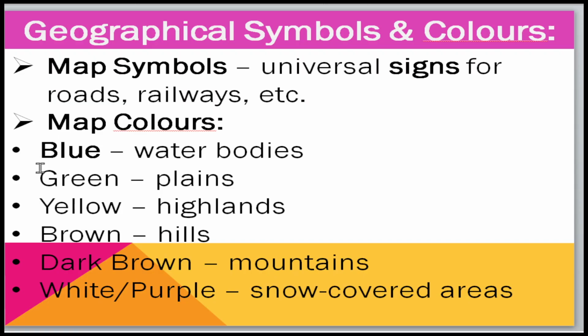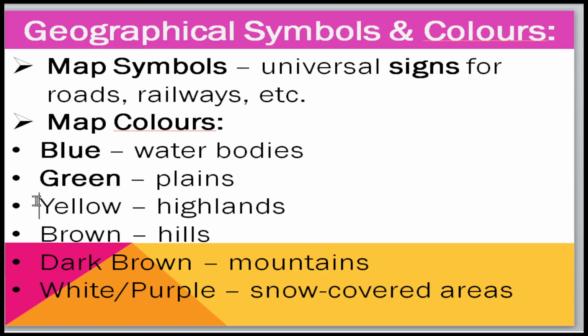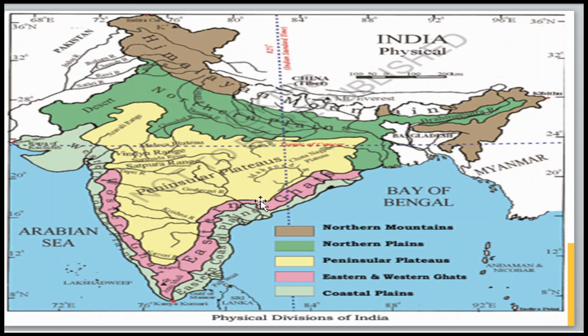Next, we use the green color to show the plains. Here the green color in India is the northern plains. Next, we also use yellow colors in a map. You can go through here. Yellow color shows you the highlands.